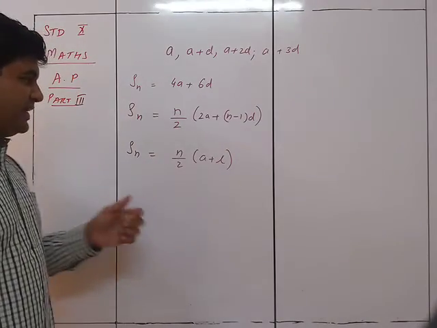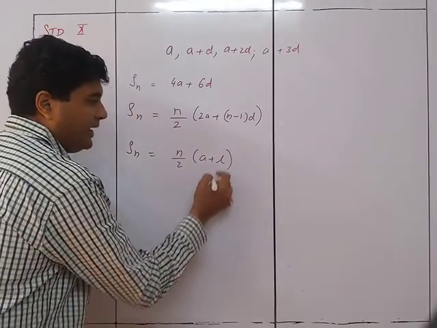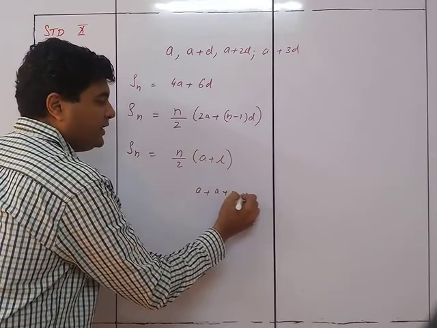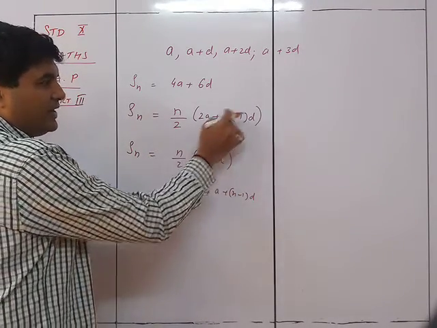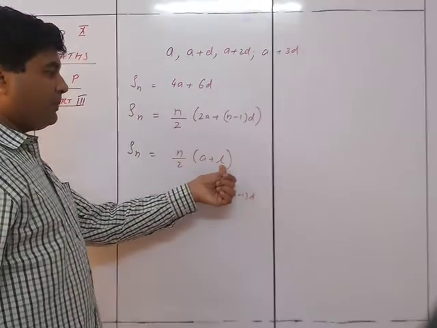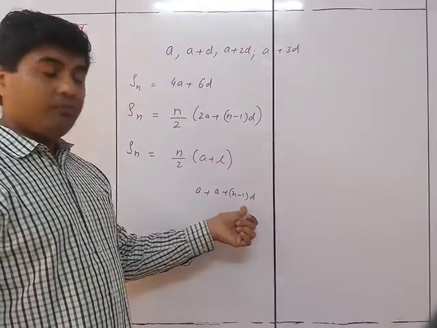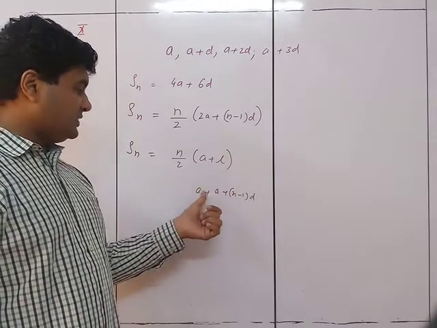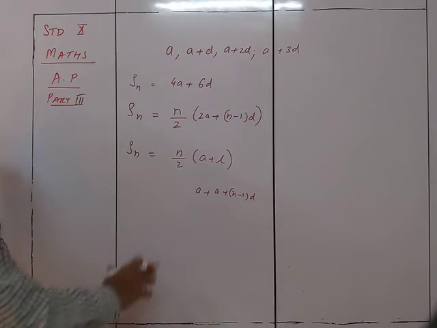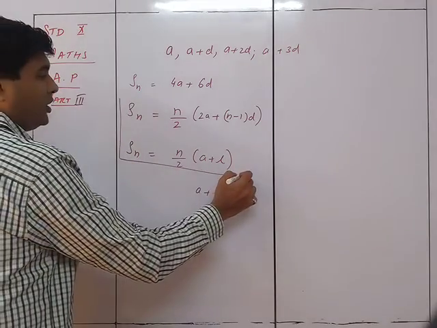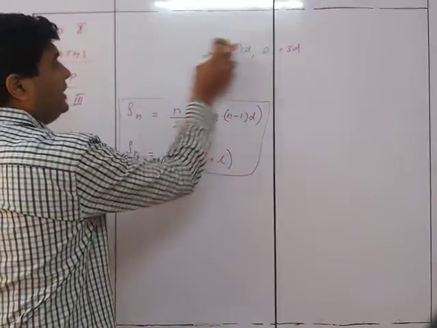Now you can see it's a very easy thing. What is this? a is a, and what is l? It is a plus n minus 1 into d. So the sum will be n upon 2 into 2a plus n minus 1 into d. So that's why it is like this. Replace l with its term. What is the l term? a plus n minus 1 into d. If I replace l with this, I get this particular value. Accordingly, you have these two formulas for finding the sum of n terms of an AP.